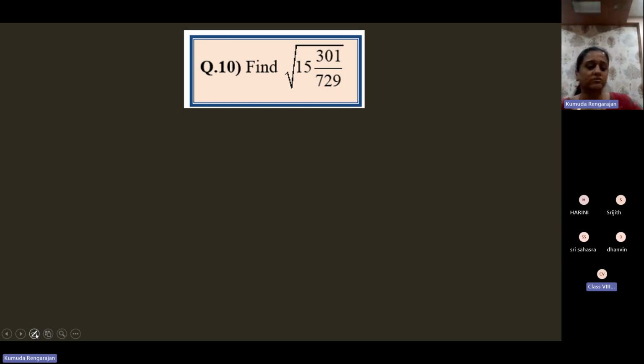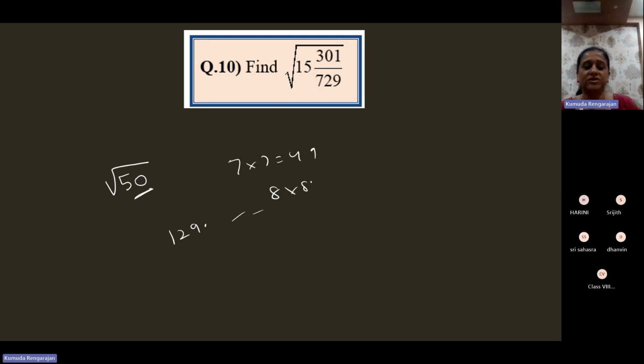It's like you're asked to find the square root of 50 and you're saying the answer is 129 point something. I'm just saying, how can it be? The number itself is 50. So the square root of 50 will be what? 7 sevens are 49. 8 eights are 64. So the answer should be 7 point something.